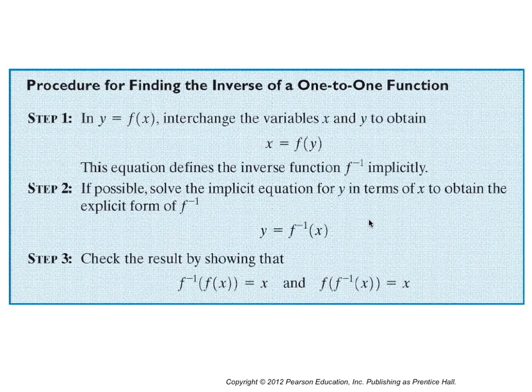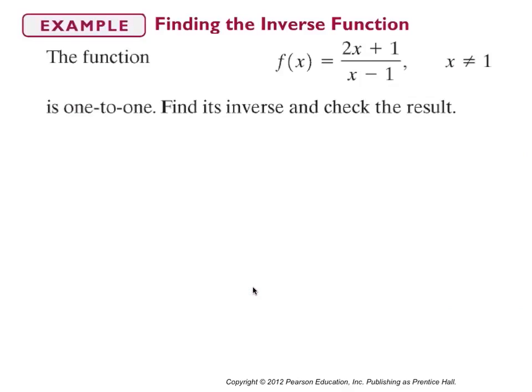So again, here are our steps. Step 1 is, in y equals f of x, interchange the variables x and y to obtain x equals f of y. This equation defines the inverse function f inverse implicitly. And then, if possible, solve the implicit equation for y in terms of x to obtain the explicit form of f inverse. So you're going to end up with something like y equals f inverse of x. And then you can go ahead and check the results.